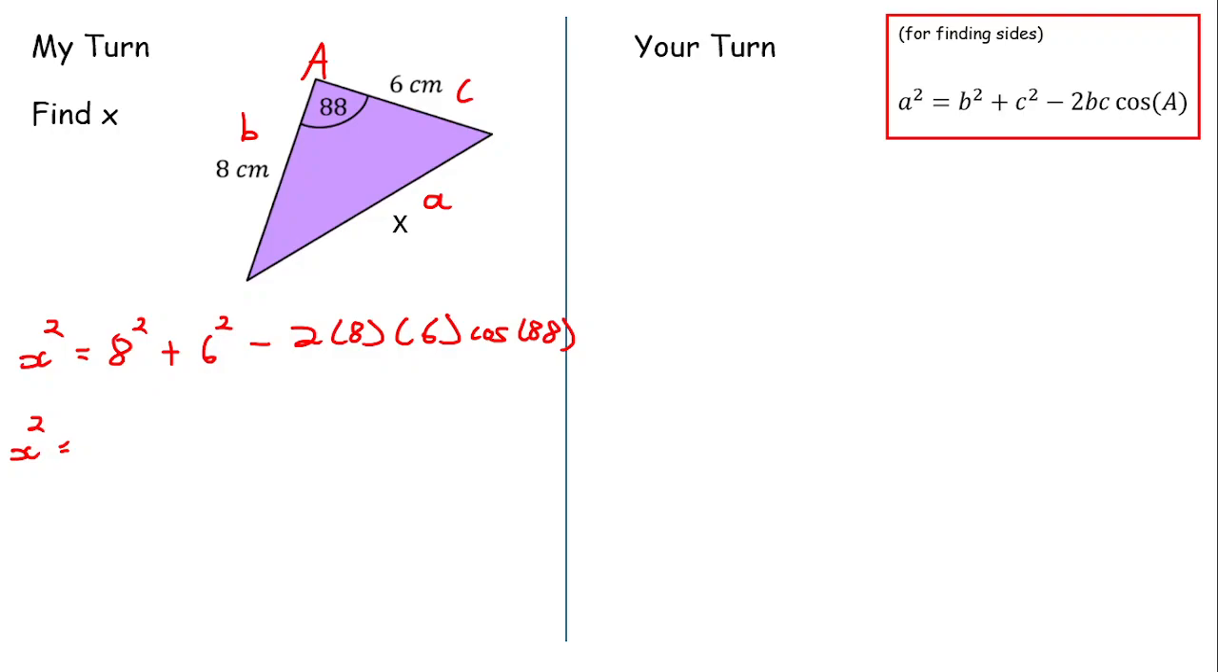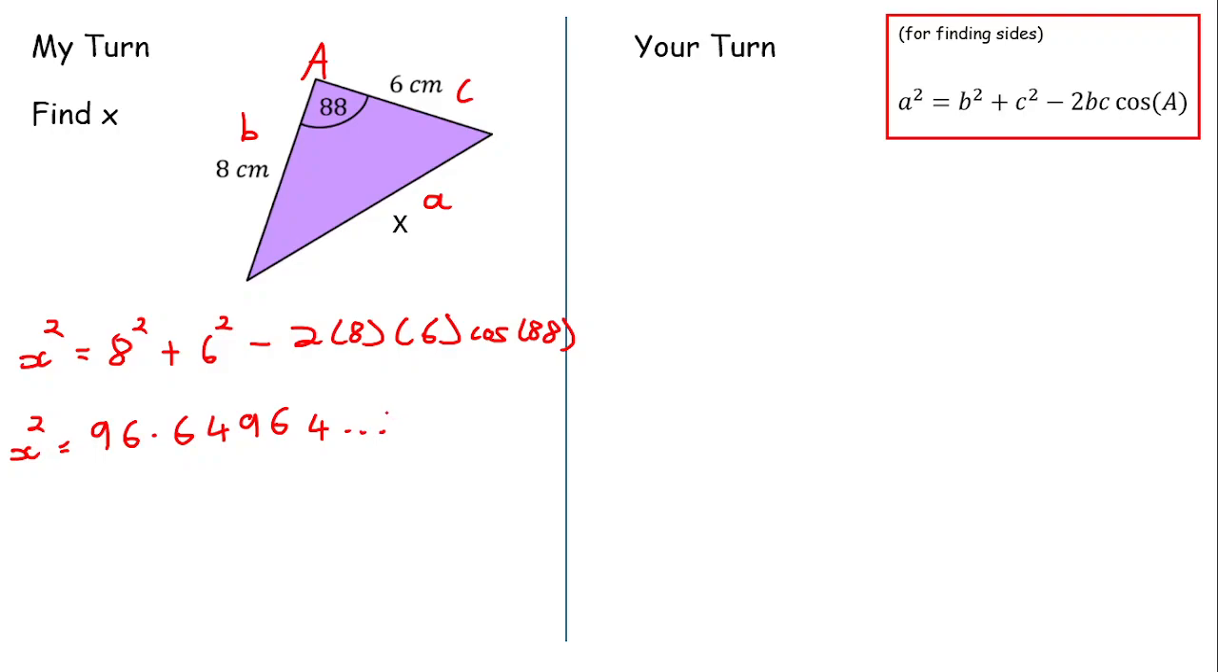Just type in 8 squared without pressing equals, keep it in one go. 8 squared, add 6 squared, take away 2, you must put brackets, so that's 2 times 8 times 6, and then write cos 88 and press equals, and you should get 96.64964, and so on.